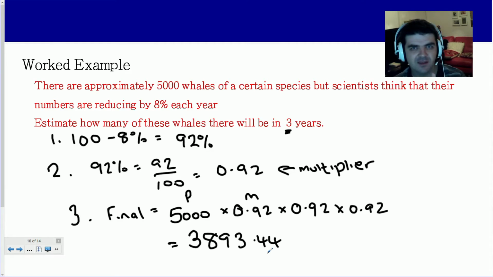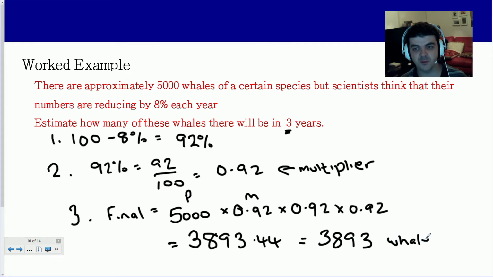If you guessed that 3,893.44 isn't a whole number of whales, you'd be 100% correct. If you guessed something else, you can pretend that you were correct, okay? You notice that the question asks you to estimate the number of these whales after 3 years. Part of the clues in the question there, as you can see, you get a decimal answer. We're going to have to round this to the nearest whole whale. And the nearest whole whale will be 3,893 whales, because 0.44 is closer to 3,893 than 3,894.